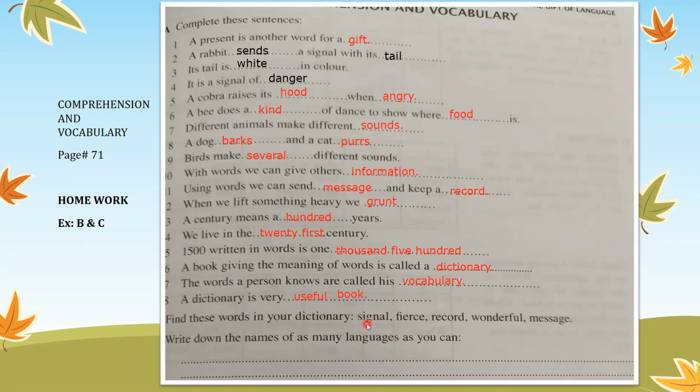I will tell you what signal means: a movement or sound that is made to give information. Fierce means angry, frightening, ready to fight. So you have to complete it now and write down the names of languages as many as you can. For example, you can say English, Urdu, Punjabi, Sindhi, Bengali, French, Italian, German. This is your homework, dear students, to complete. I have written homework exercise B and C on page number 71, comprehension and vocabulary.